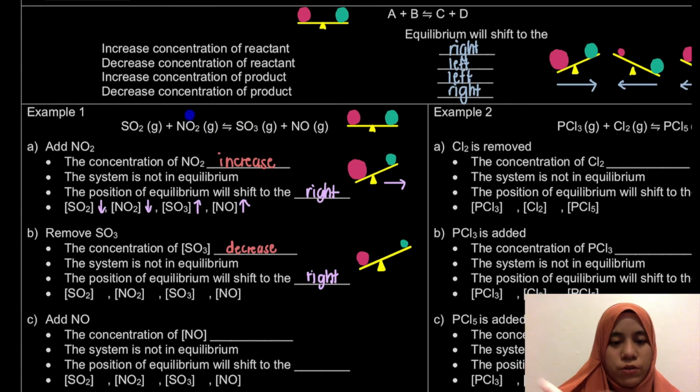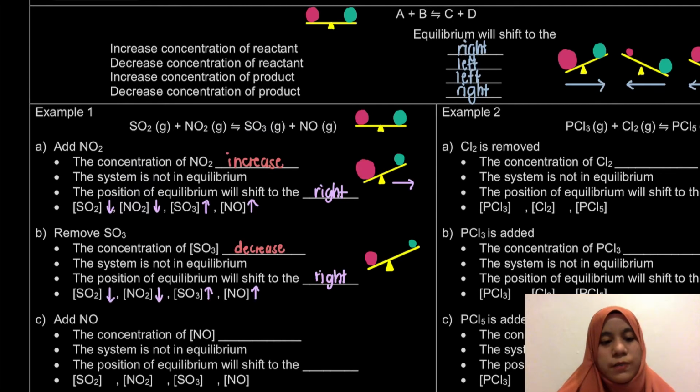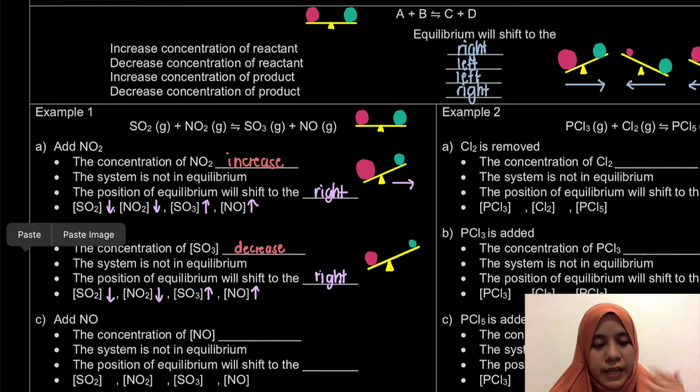And to the right, so concentration of SO2 and NO2 ni akan decrease. SO3 dengan NO akan increase. So kita tengok kan, sebab bila kita nak remove SO3, sistem tu nak counter back balik, dia akan tambah SO3 itself.